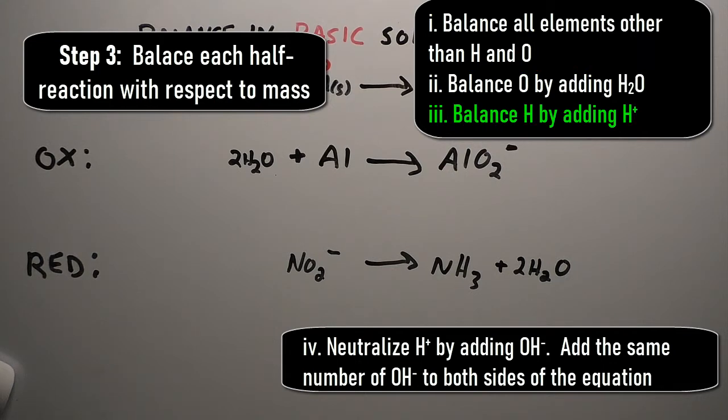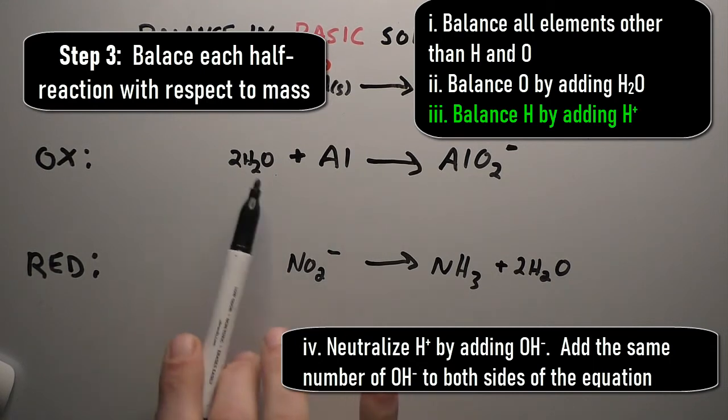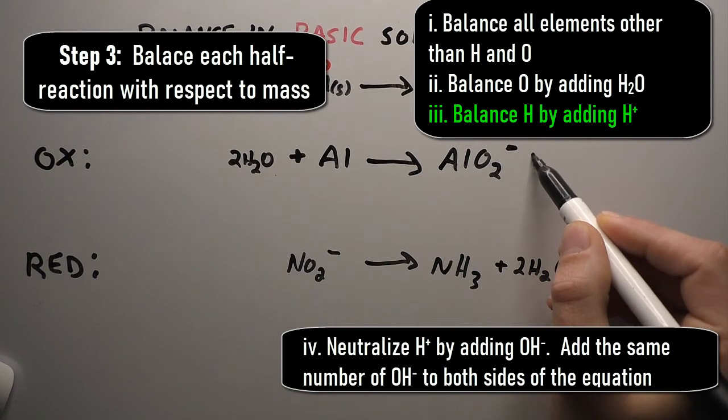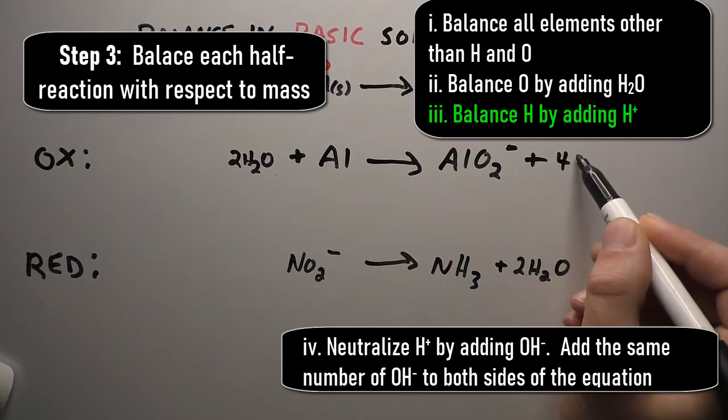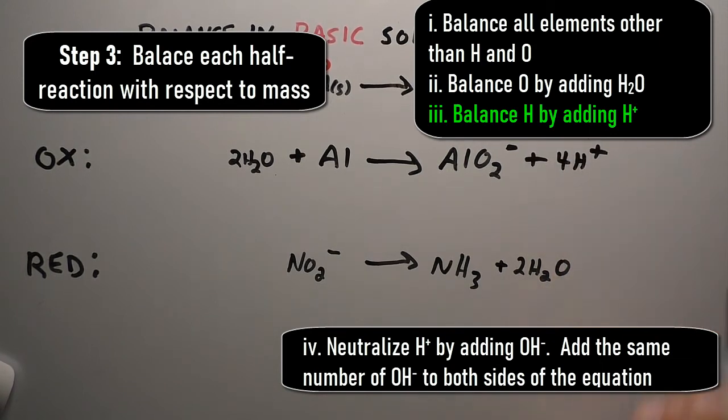So for our oxidation half reaction, we don't have any hydrogens over here on the right, and we have 4 hydrogens, 2 coefficient times 2 the subscript. That's 4 hydrogens on the left, so we're going to add enough H pluses to give us 4 hydrogens. That's going to be 4 H pluses.